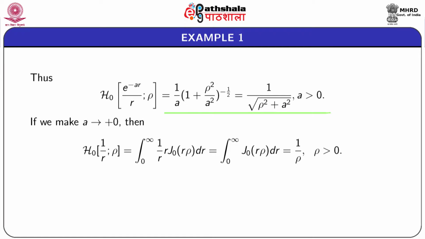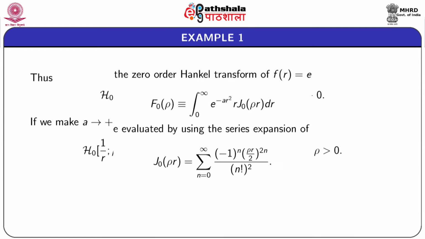Now, making a tending to 0 plus, Hankel transform of 1 by r is equal to integral from 0 to infinity 1 by r into r J0(ρr) dr, and which is equal to integral from 0 to infinity J0(ρr) dr, which is equal to 1 by ρ for ρ positive.